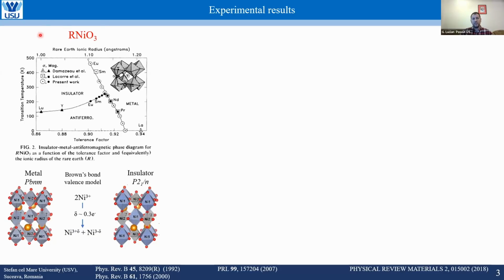What you have in this class of materials is a transition from a paramagnetic metal to a paramagnetic insulator to an ordered insulator, or from a paramagnetic metal directly to an antiferromagnetic insulator. Now, if we look at the crystal structure, in the metallic state we have one non-equivalent nickel site. But once you go across the transition from metal to insulator, some octahedra expand, so they increase their volume, and some of them contract.